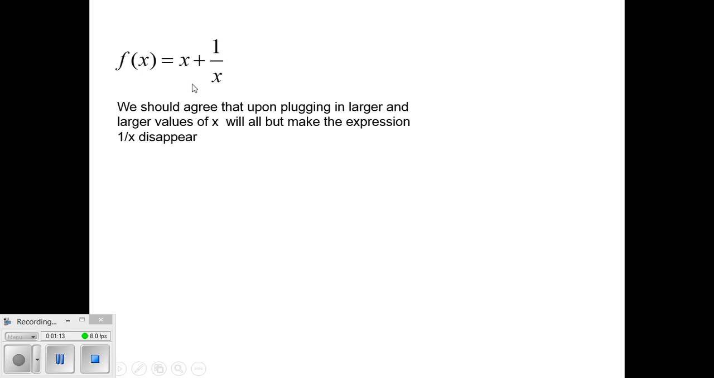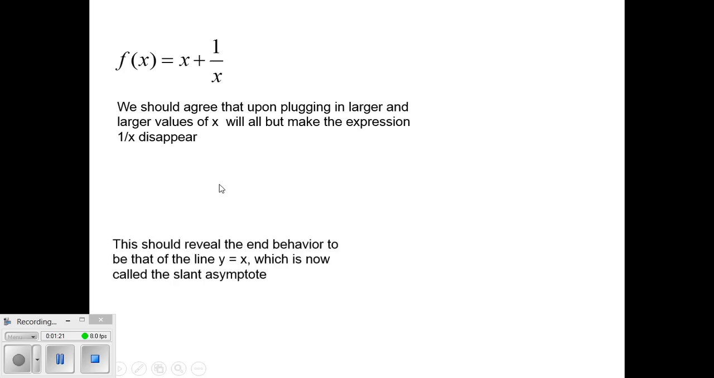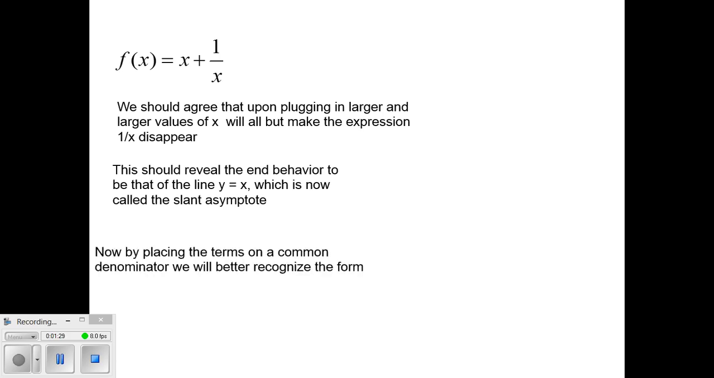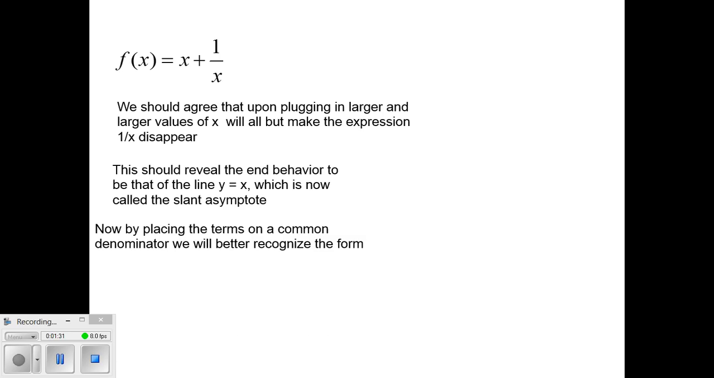So what we're saying is, as x gets larger, the 1 over x gets so small that it can almost be discarded, so the function is going to mimic that of y equals x. That is, its end behavior is approaching that line. So the asymptote in this case is what we call the slant asymptote.